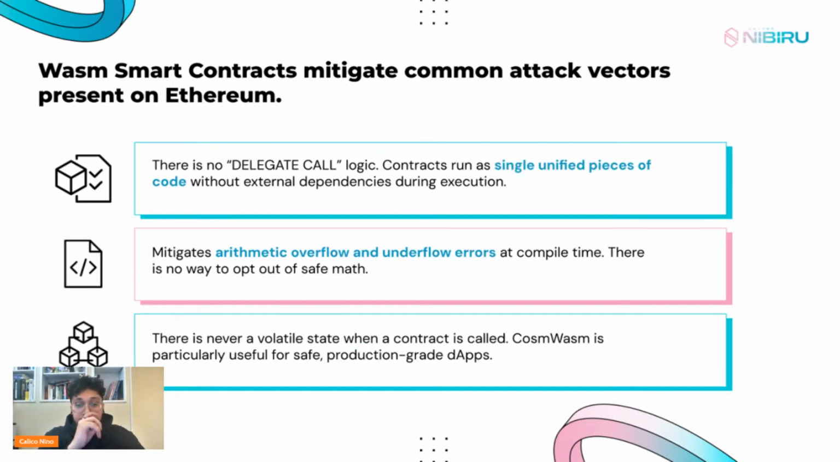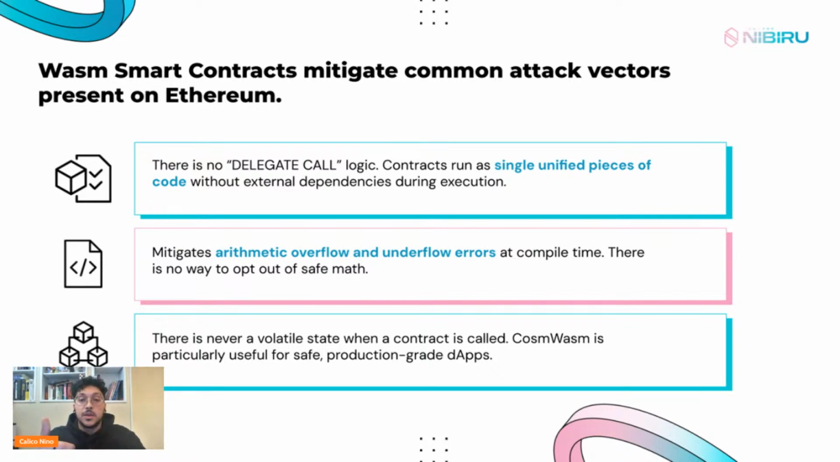And then the final three: there's no delegate call logic, meaning that contracts run as a single unified piece of code without external dependencies. So you don't have to wait on other dependencies to run your contract. This makes it more secure, easier to audit, and less prone to unexpected behavior.